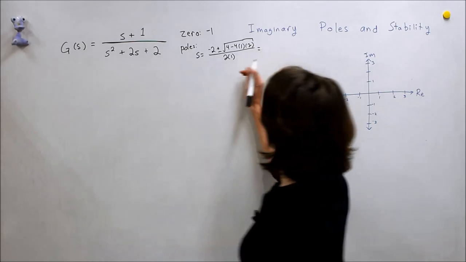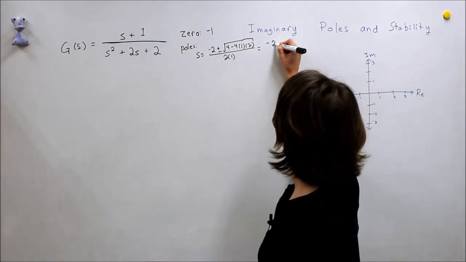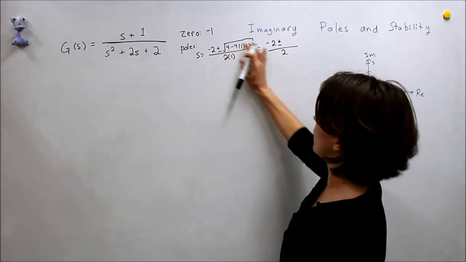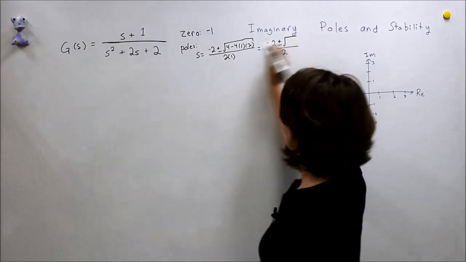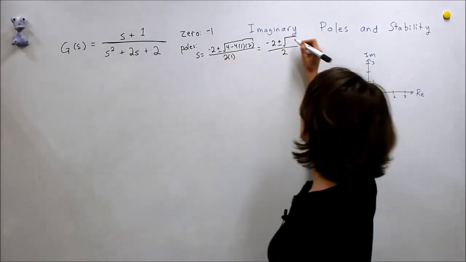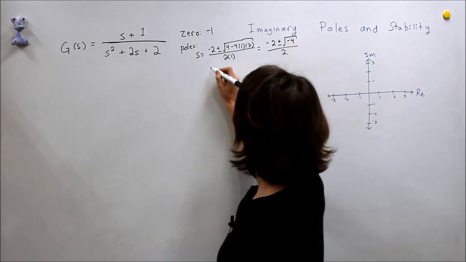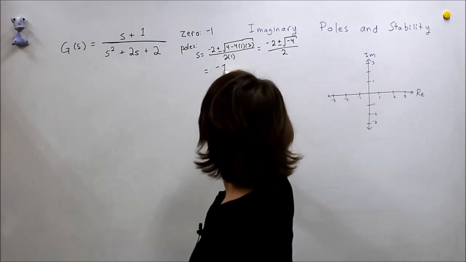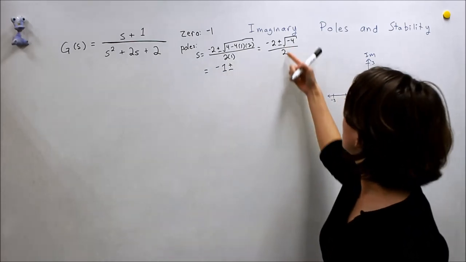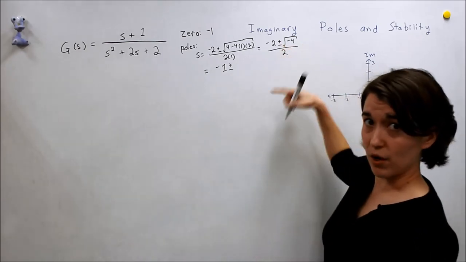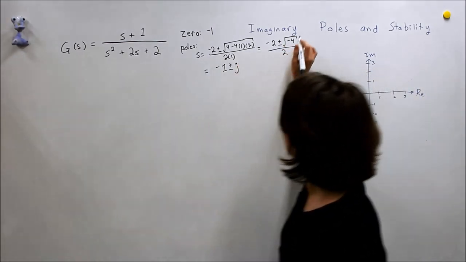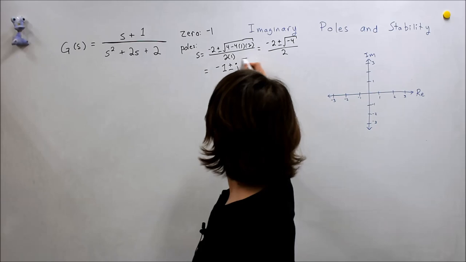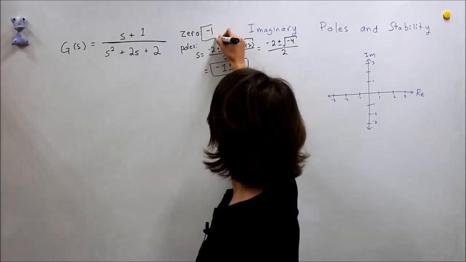So if we do one thing at a time, -2 plus or minus something all over 2. Now we have to solve inside the radical. So we have 4 minus 8, so that's a -4. And if we solve this out, we'll see that we get -1 plus or minus, we have a negative under the radical, so we bring out j, and then we just have 2 over 2, so we get 1. So these would be our poles. And here is our zero.